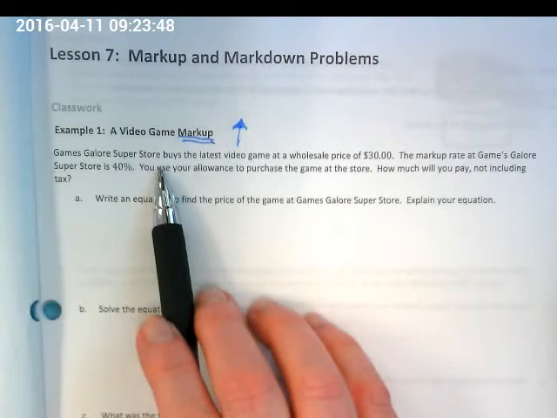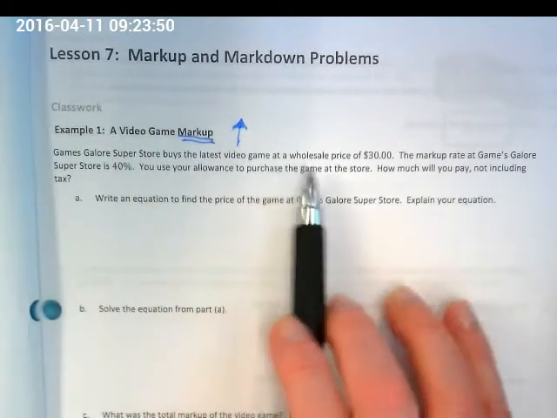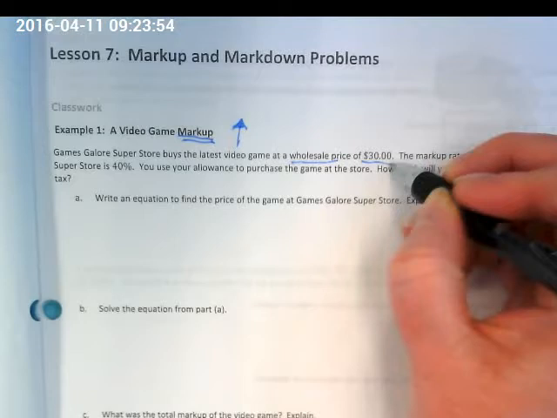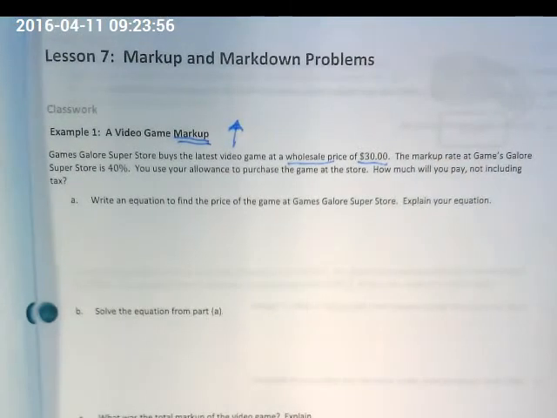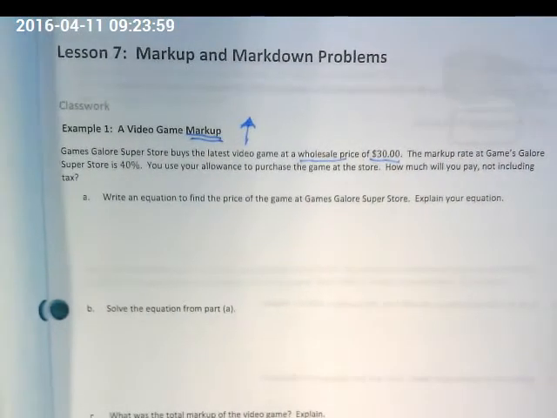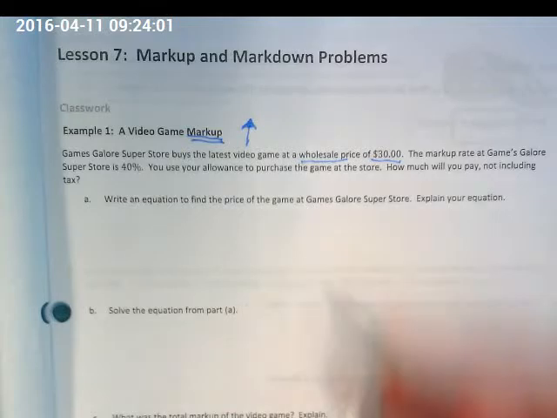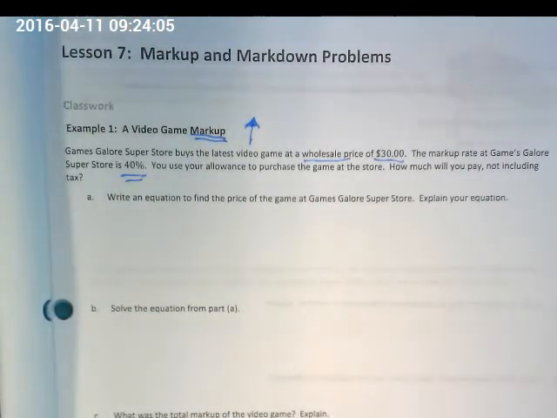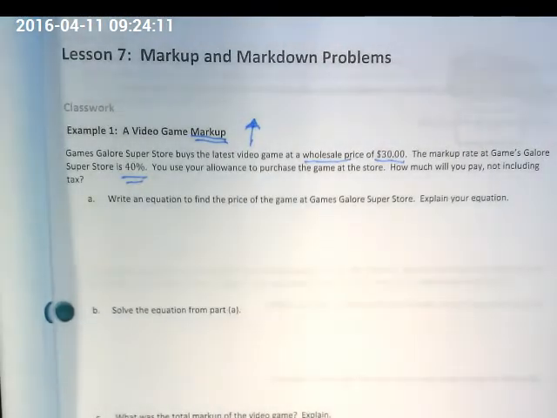Games Galore Superstore buys the latest video game at a wholesale price of $30. Wholesale means that's the price that they have to pay as the store. The markup rate at Games Galore Superstore is 40%. Use your allowance to purchase the game at the store. How much will you pay, not including tax?